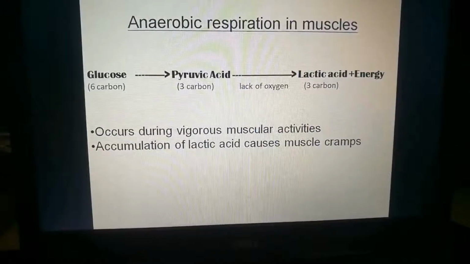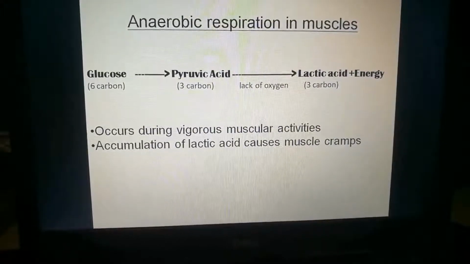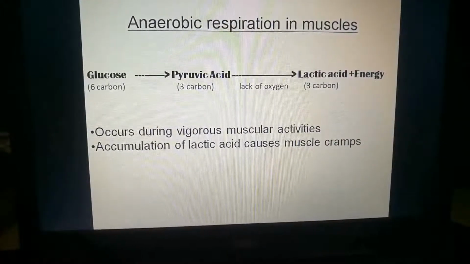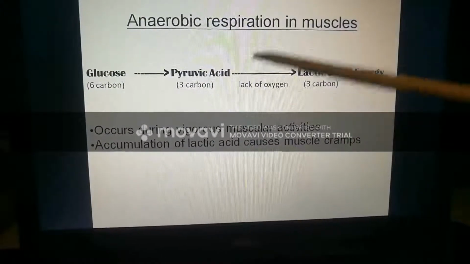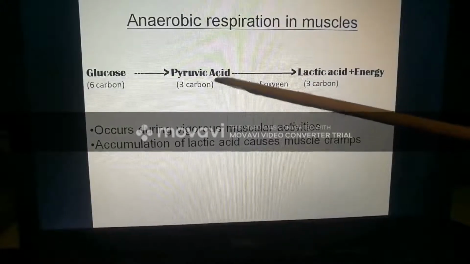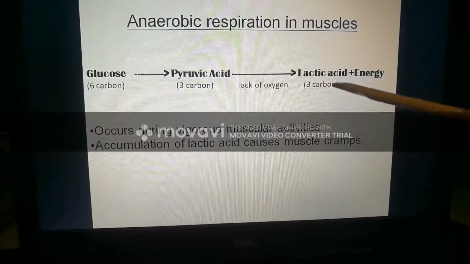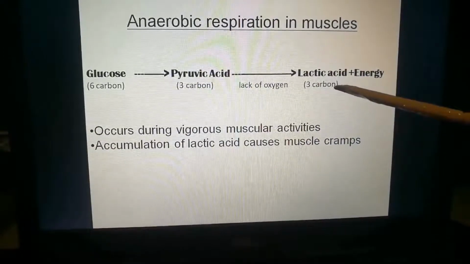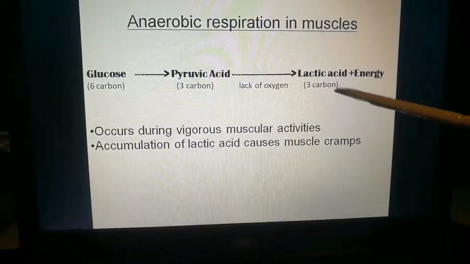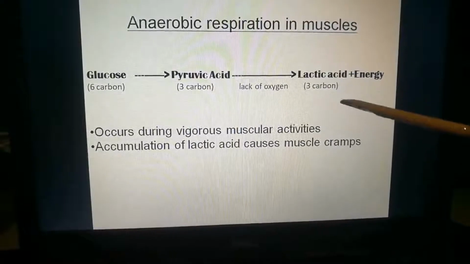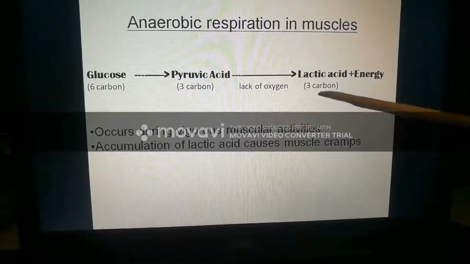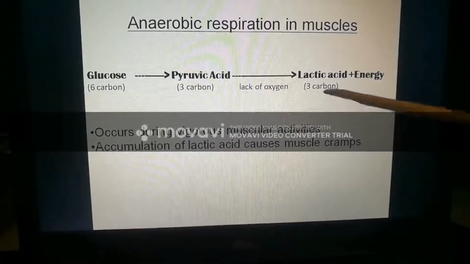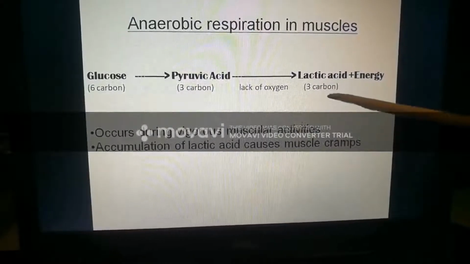So when there is a lack of oxygen, the glucose, which has to be completely broken down into carbon dioxide and water, first gets converted to pyruvic acid, and from the pyruvic acid, it directly gets converted to lactic acid. After lactic acid, the breakdown of the glucose stops due to the insufficient amount of oxygen. And this lactic acid keeps on accumulating in your muscle cells.